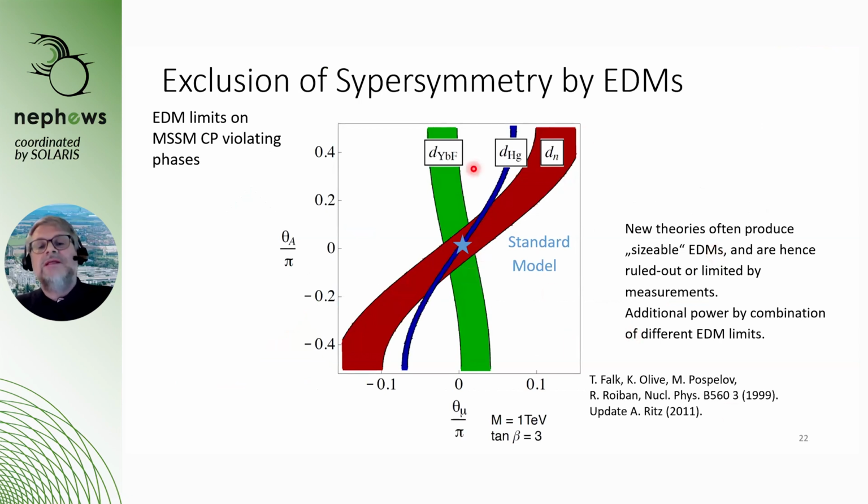Just let me mention briefly that, of course, since these are footsteps, you don't know what you're actually looking at. But if you combine signals from, let's say, the neutron and mercury or ytterbium fluoride, all electric dipole moment measurements, you can rule out something like the MSSM supersymmetry model to very high predictive power already before you can do this at colliders.